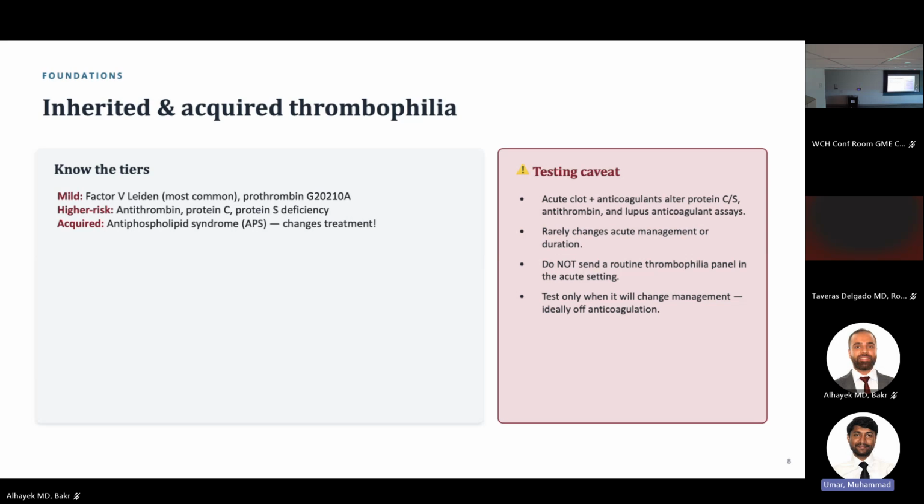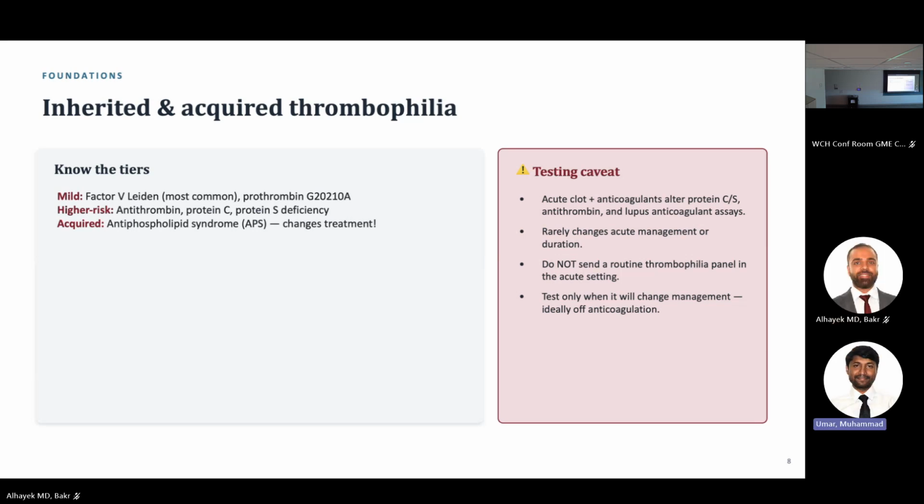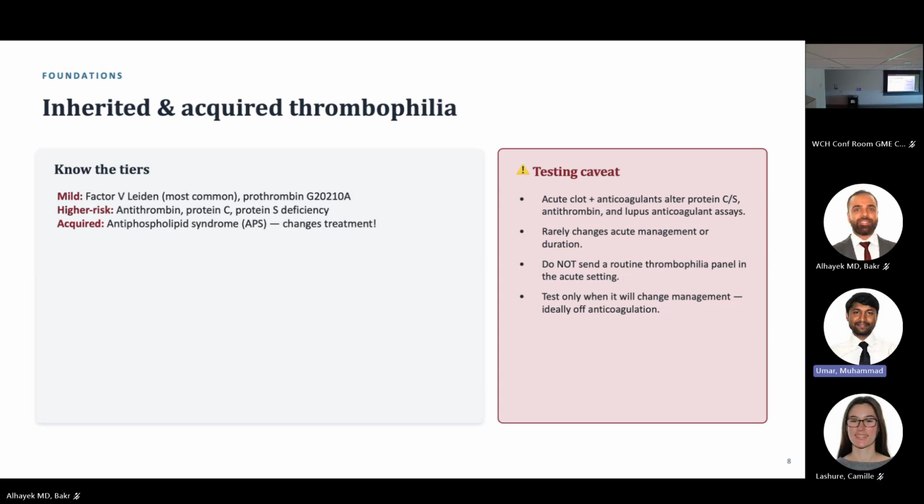Then you have the inherited and acquired thrombophilia. You have the mild forms, the higher risk, and the acquired forms. So you have factor V Leiden. You have the antithrombin deficiency, protein C and protein S deficiency. And then you have the antiphospholipid syndrome.